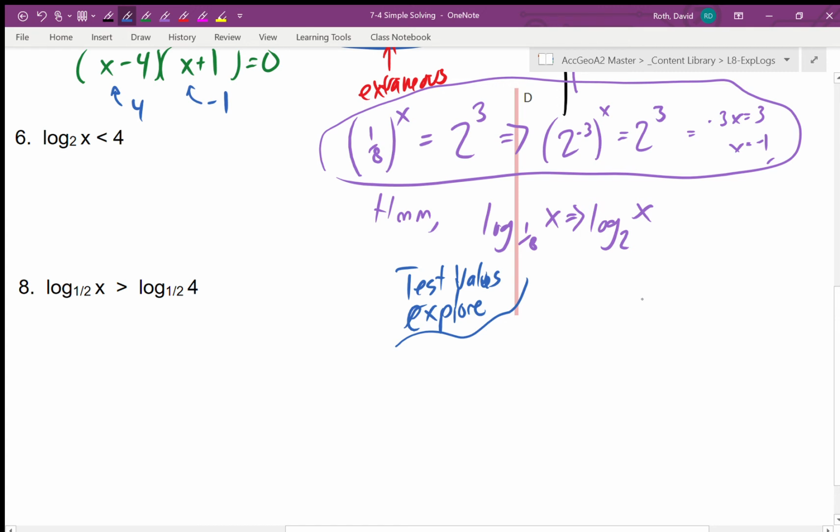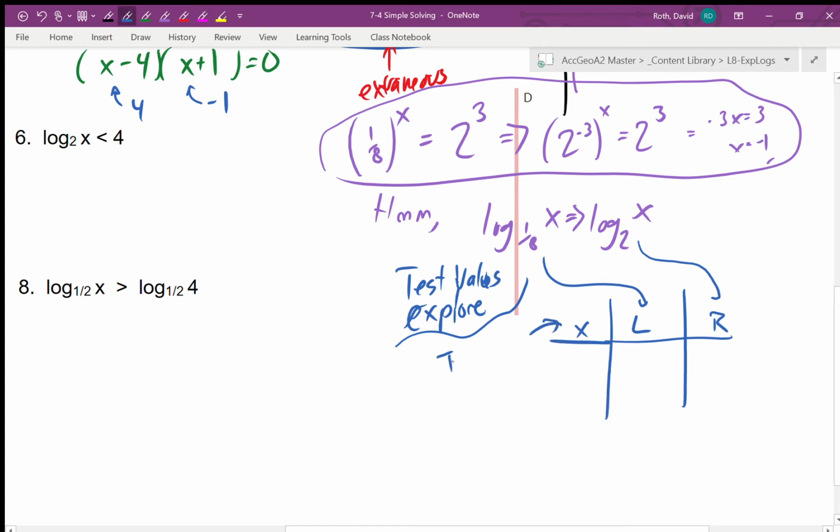We'll call this the left side of the equation. Let's call this the right side of the equation. And say, what if we had a test value that I plugged in? I don't know. What's an easy number for x to plug in to take the log base 1/8 of? We could plug in 1/8 if we wanted. On the left side, what would we get? 1/8 to what power is 1/8? Well, that's 1.